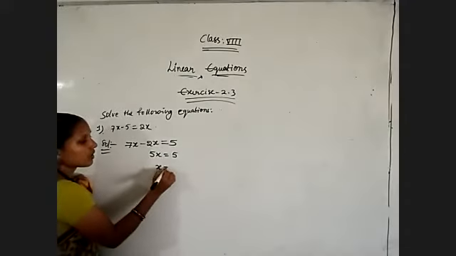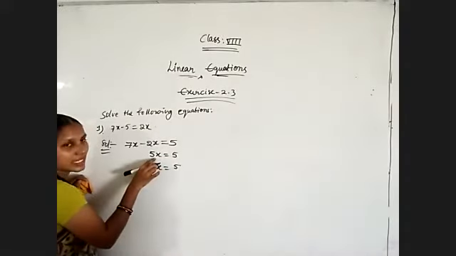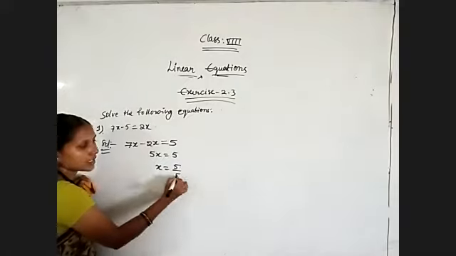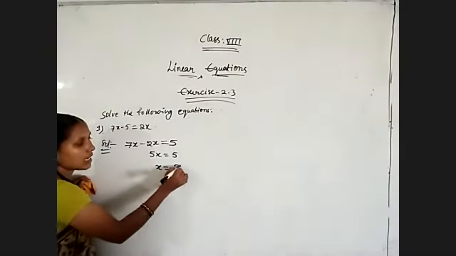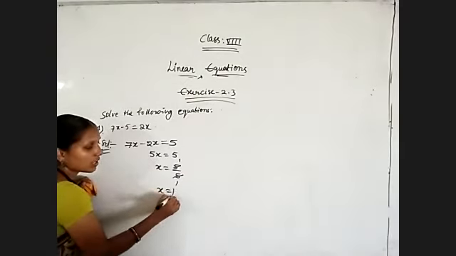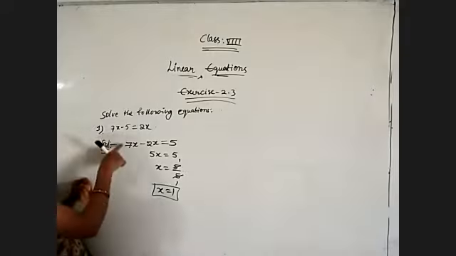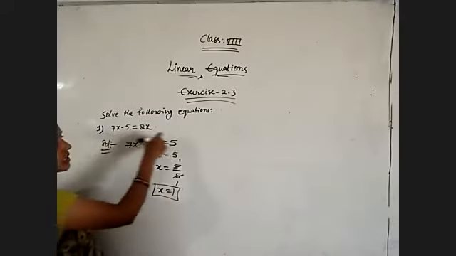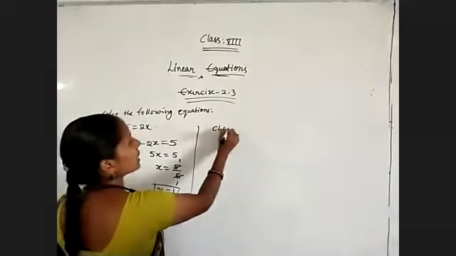x will be equal to 5. So here multiplication, bringing to this side becomes division, 5 by 5. 5 ones are 5, ones are 1. x is equal to 1. So x is equal to 1 is the solution of this equation. Now for this we need to check also.